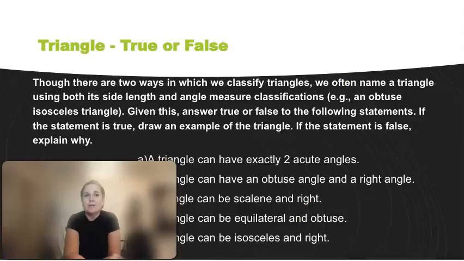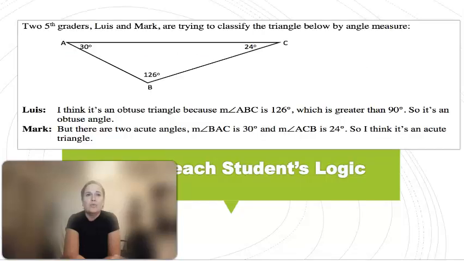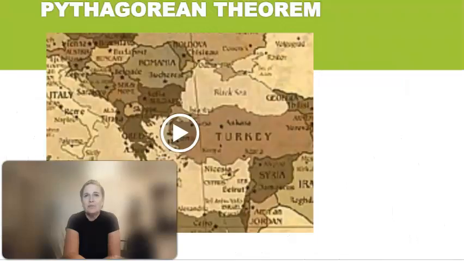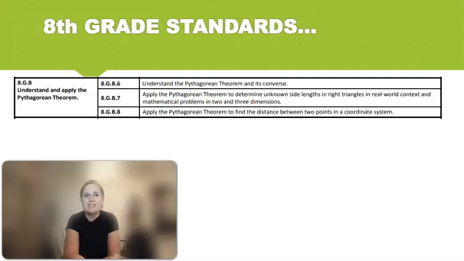So we'll talk about a true-false activity. We'll talk about how students might be thinking and explaining. And then you're going to do a Desmos activity. And we'll do it in class if you're in class. If you're not, you'll do it asynchronously. And then we'll jump into the Pythagorean theorem and talk about the math standards that are applying. And we have a great activity using Starburst.